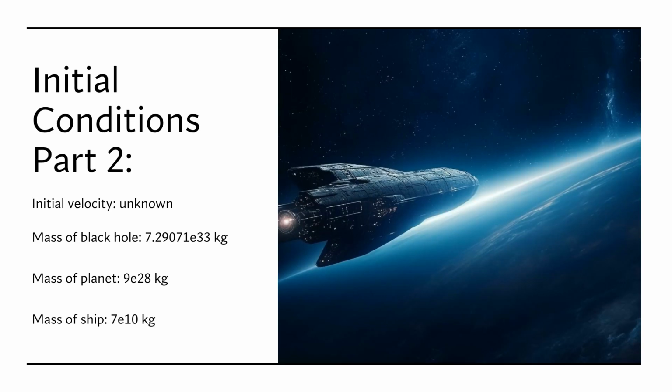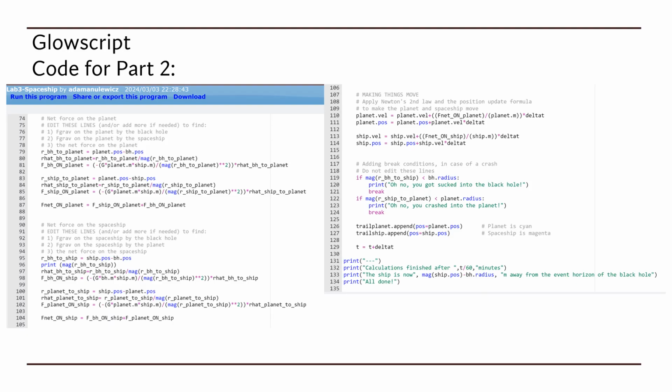Next, for the second part of our lab, to find the spaceship's initial velocity, the mass of our black hole is from the previous section, which is 7.29071 times 10 to the 33 kilograms. The mass of our planet is 9 times 10 to the 28th kilograms, and the mass of our ship is 7 times 10 to the 10th kilograms. Here's our GlowScript code for the second part.